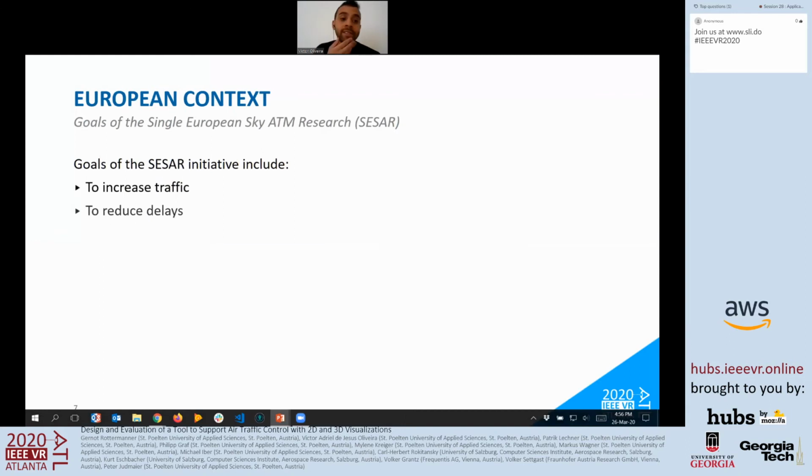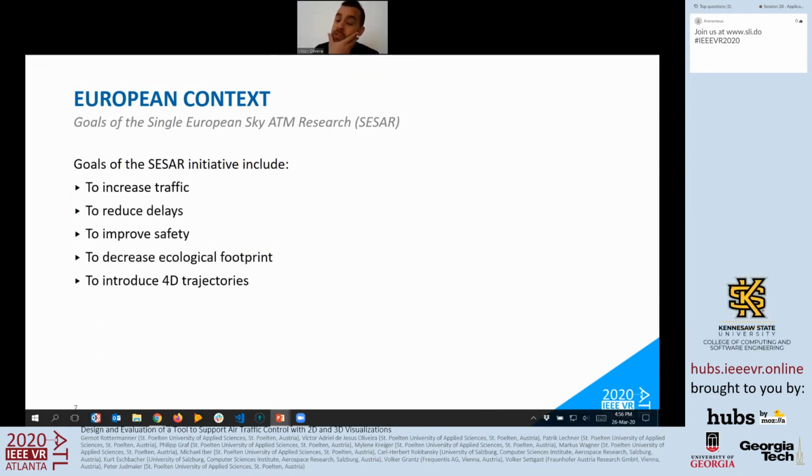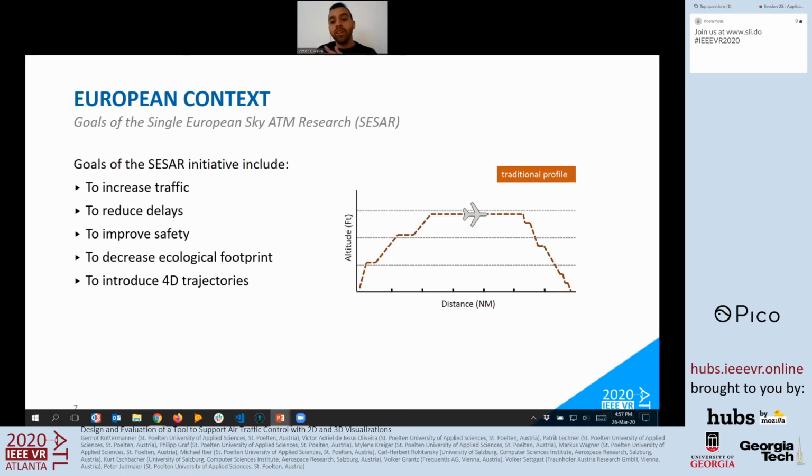When we go to the European context, we have the Single European Sky ATM Research, or SESAR, which in the past few years and for the next years has the responsibility, among other things, to make sure we can increase traffic, reduce delays and improve safety, all while decreasing the ecological footprint. To reach that, they also want to introduce trajectory-based operations, for more optimized air traffic management and more efficient flight profiles, so we can go from this traditional profile to a more optimal one.